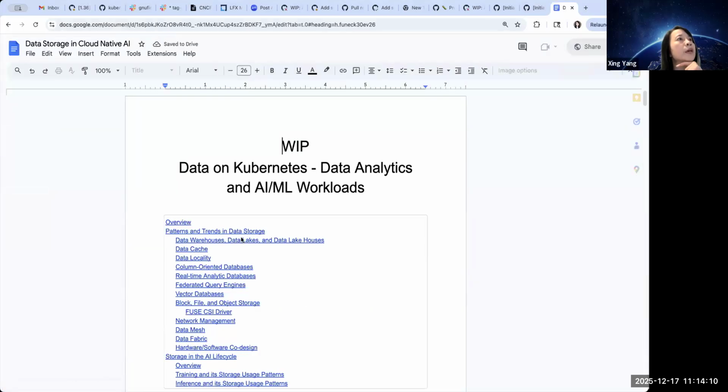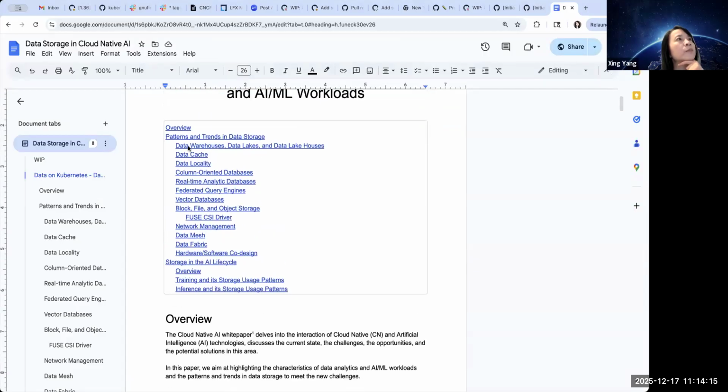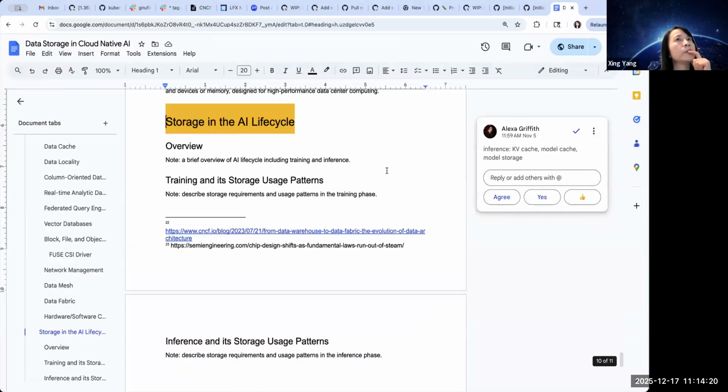So I added some sections. I added the first part talking about some patterns and trends, and then I just added this new section assigned to Alicia. So she is looking at this to add something about the different phases in the AI lifecycle, in the training and inference, and how storage is used there. So hopefully we can get an update from her.